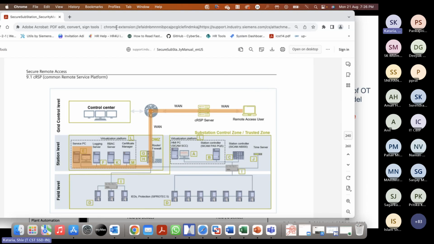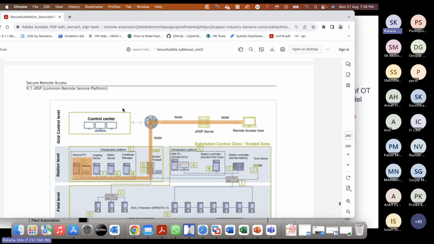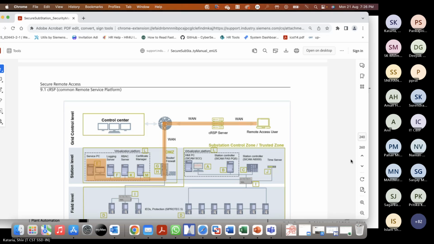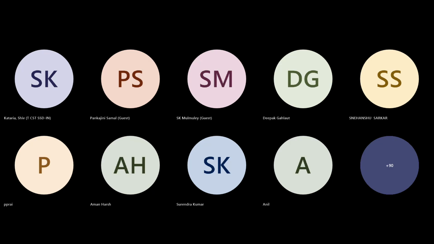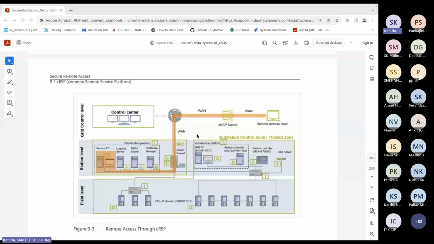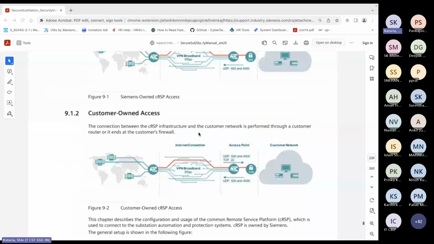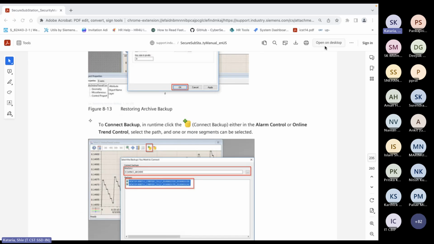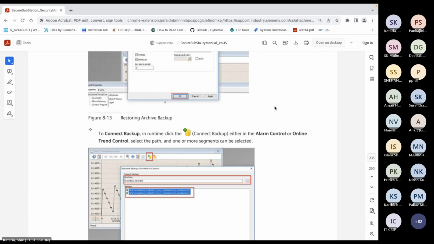Are you seeing a different screen than what I'm sharing now? Right now we are with grid control level. Yeah. Is this visible now? Yes. So this is the document that I was talking about, and you were talking about this log server, right?